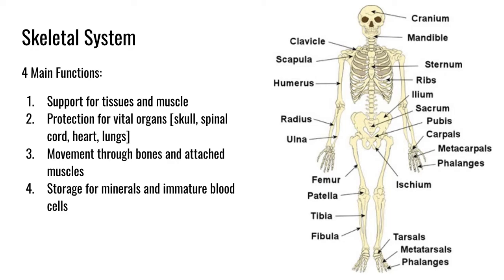So for example, our skull protects our brain, our spinal column protects our spinal cord, and then our rib cage and scapula protect our heart and lungs. The skeletal system also allows movement through the attachment of muscles, and they store minerals and blood cells as well.